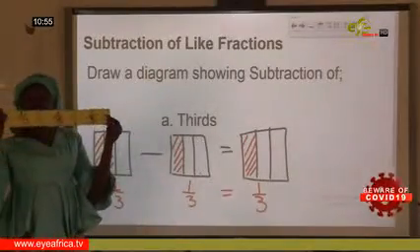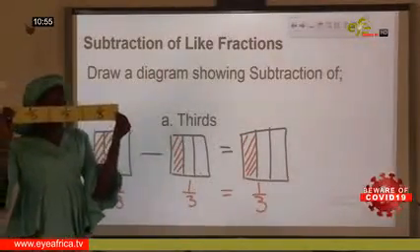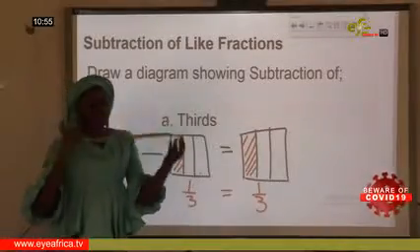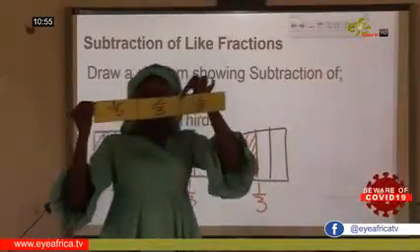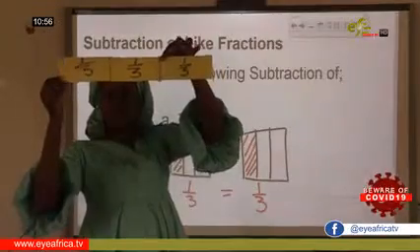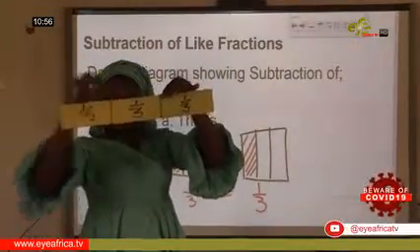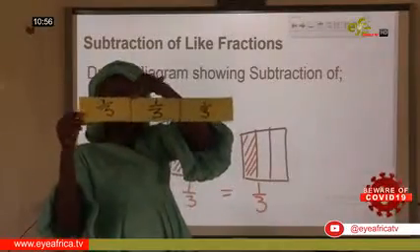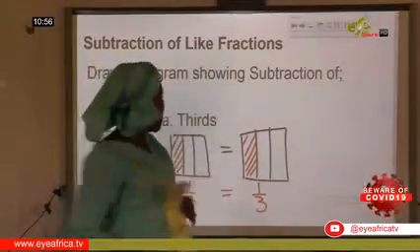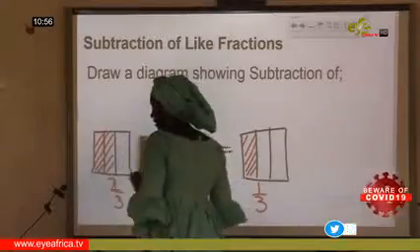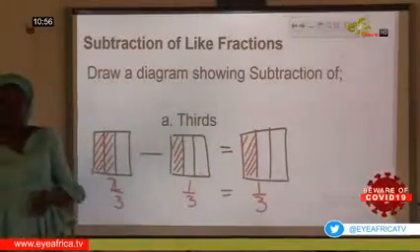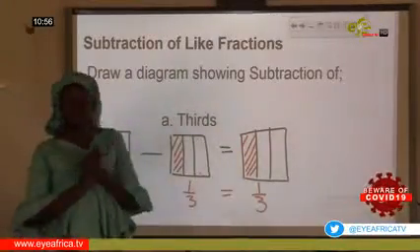This is the chart for the thirds. If you are here, you are at 2/3. 2/3 minus 1/3. If you take 1/3 from 2/3, you are at 1/3. And that is our answer, 1/3. That brings us to the end of this lesson.